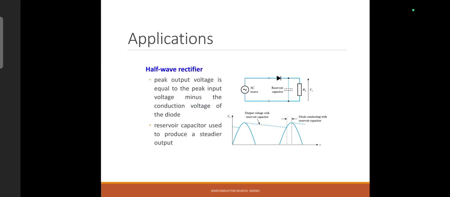One important application of a diode is the half-wave rectifier. A rectifier converts alternating current, or AC, into direct current, or DC. During the positive half cycle of the AC input, the diode conducts and current flows through the load. During the negative half cycle, the diode blocks current. As a result, only one half of the AC waveform appears at the output. A capacitor is often connected across the output to reduce the ripple and obtain a smoother DC voltage.